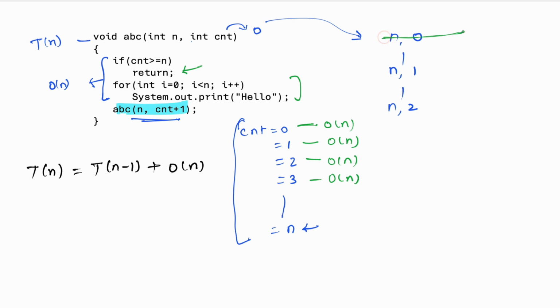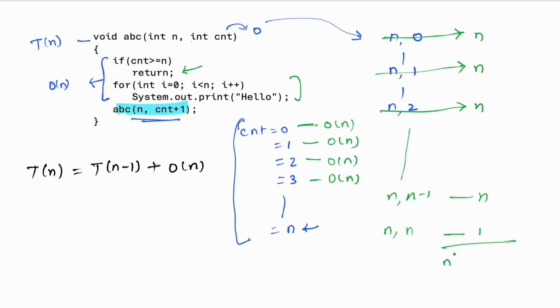This instance of the function takes n time. This instance of the function again takes n time. This instance also takes n time, and so on. When the function is called for n minus 1, the function again takes n time. And finally, when the function is called for n, the function takes constant time. It means that the total time taken is the summation of all of these times, which is n square. So we can say that T of n is equal to order of n square.